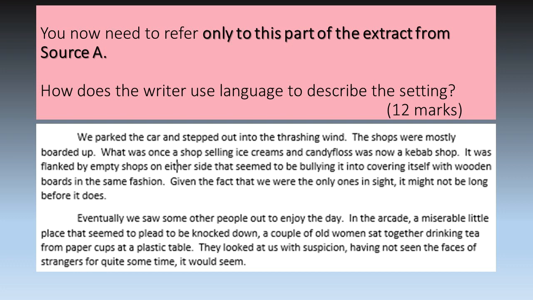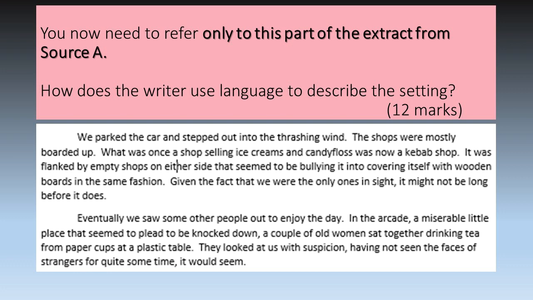But if you've got your own copy of the extract in front of you, you're welcome to underline things that you might find relevant. That's something that I recommend you do when you're reading those extracts at the beginning of the exam. So you now need to refer to only this part of the extract from source A. If you analyse anything that is outside of this extract, you simply won't be marked for it. So only use the part of the extract that's provided to you.